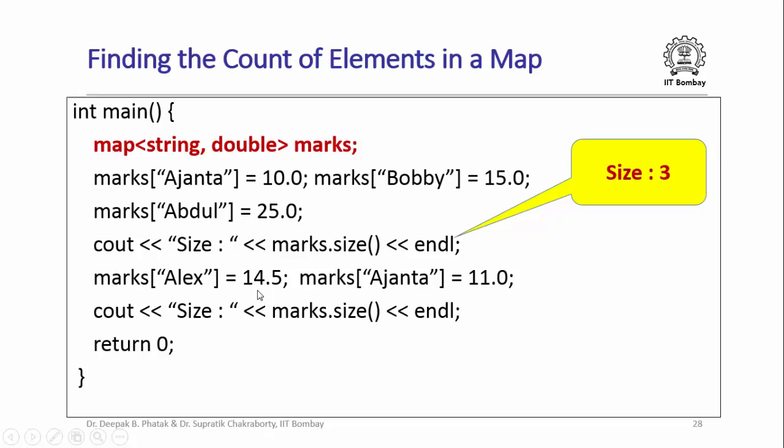After that, I inserted one more element with key value Alex. And when I said marks Ajanta is 11.0, note that there was already a key value pair with key Ajanta. So this will not insert a new element, but it will simply update the existing element. It will update the value of that key value pair from 10 to 11. So now I have only one additional key value pair. So now if I try to print out the marks, I'll get the size as 4.